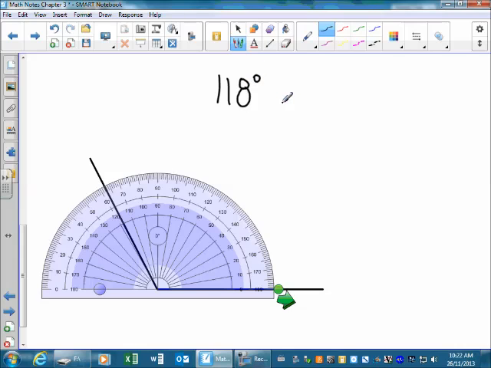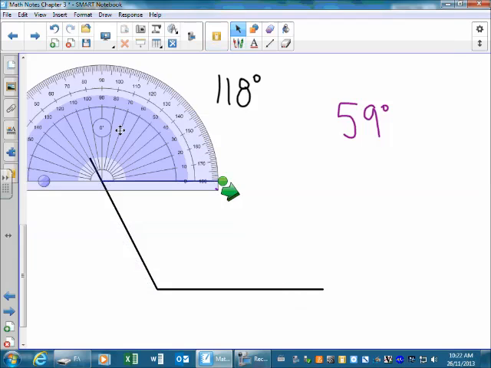Okay, so what is half of 118? Well, half of 100 is 50, and half of 18 is 9, so our new angle must be 59 degrees. So we measure out 59 degrees. 10, 20, 30, 40, 50, there's 60, so just right there. That's 59 degrees, right?